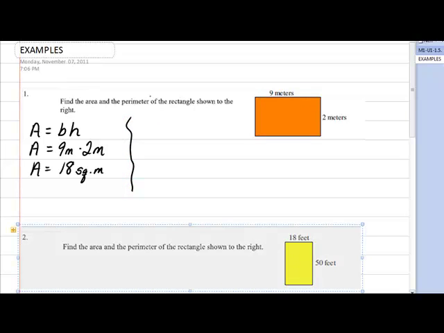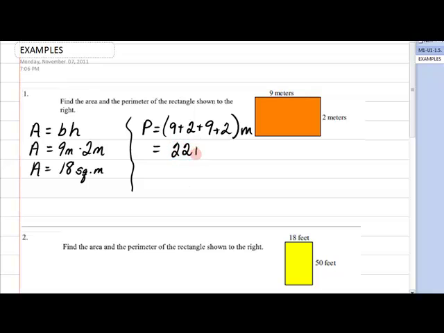All right, the second part of the question asks you to find the perimeter. We've studied perimeter in a previous lesson. It's a sum of the lengths of all the sides. So it is 9 plus 2 plus 9 plus 2, and they are all meters. So that's going to give me 22 meters. Perimeter is in plain units, area in square units.